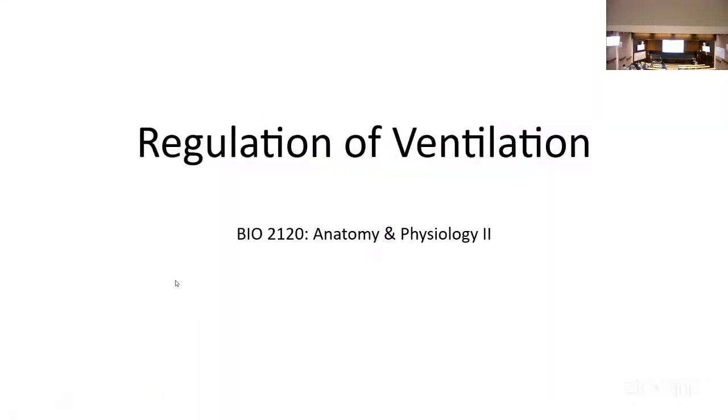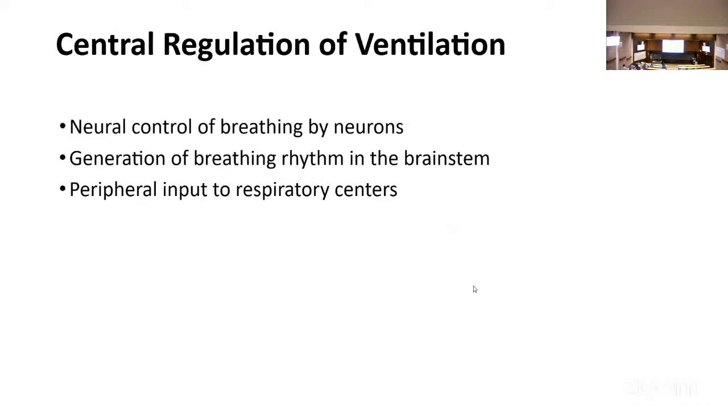Okay. So now we're going to talk about the regulation of ventilation. When we're thinking about regulating ventilation, we want to think about nerves. So neural control of breathing by neurons, we're thinking about nerves going to muscles. We want to think about the breathing rhythm being generated by the brainstem. And then we have some peripheral input to our respiratory centers as well, like backflow of information coming back to the brainstem.